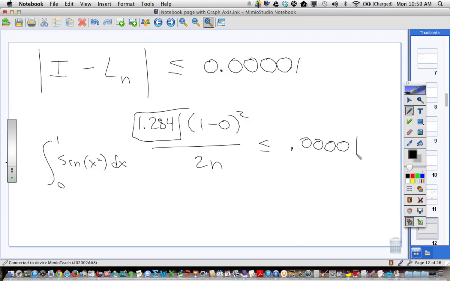Right? So what we do is we solve that equation. Now, it's a pretty easy equation to solve. You could type it in your calculator and actually let it solve it, and you can use equals if you want. But the top is going to be 1. So this would be 1.284 less than or equal to, and if I multiply the 2n over to here, this would be 0.00002n, right? So now I divide by 0.00002, right? So what's 1.284 divided by 0.00002?